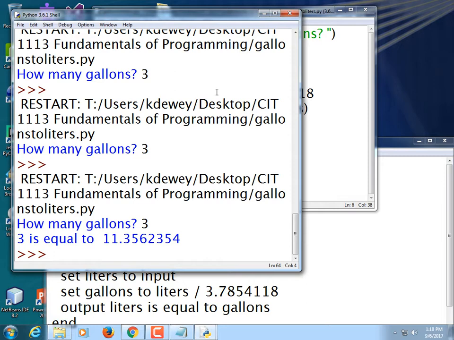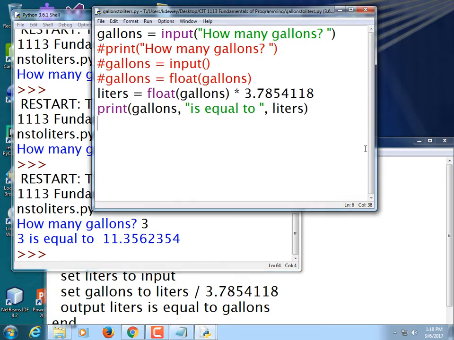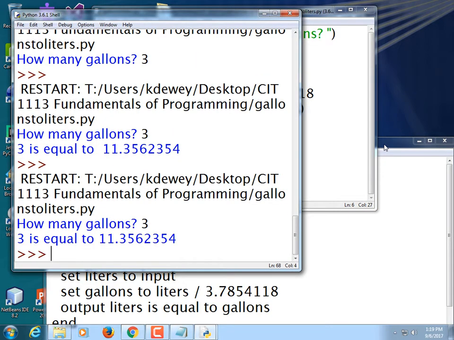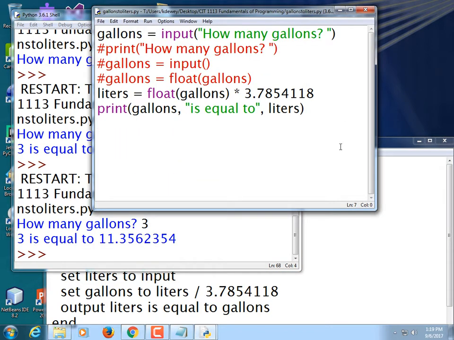Actually, it worked. Okay, bizarre. I didn't know that was going to do that. Oh, that's right. Python does that. So really, I don't need to leave the space here because the comma automatically puts a space there. Okay, so there's what I get.